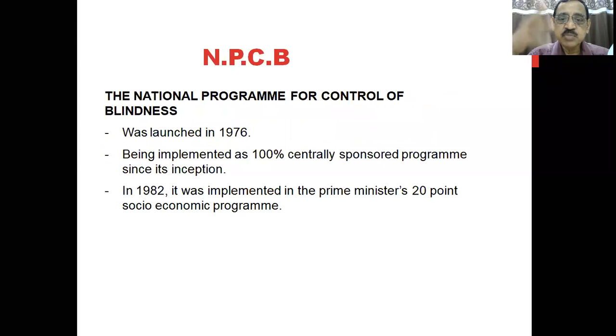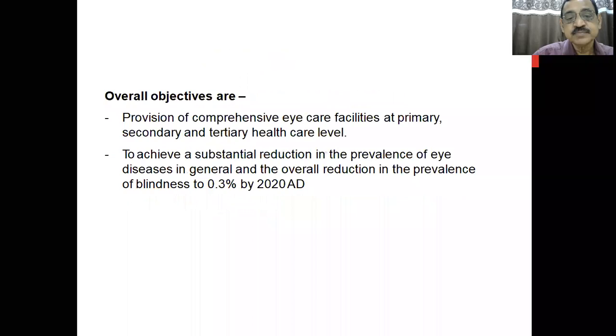So NPCB, as I already told you, this can be given as short notes for you people, especially a 4 marks question. The National Program for Control of Blindness. This is the expansion of NPCB, and it was launched way back in 1976, and it was started as a 100% centrally sponsored program since its inception. In 1982, it was included in the Prime Minister's 20-point socio-economic programs.